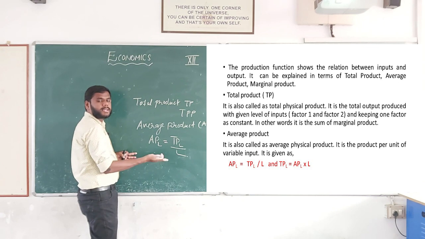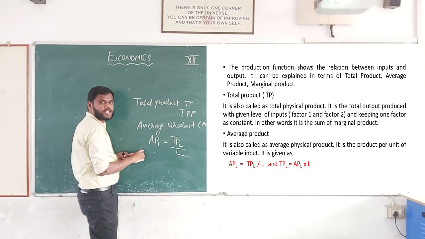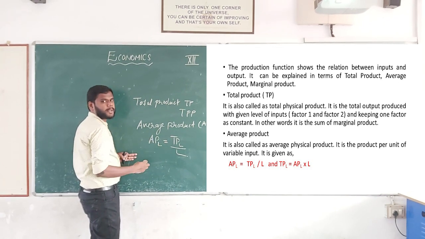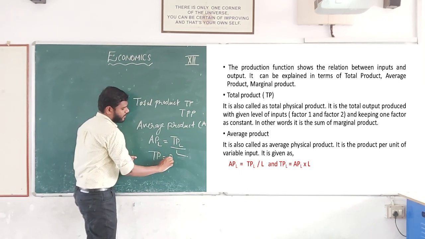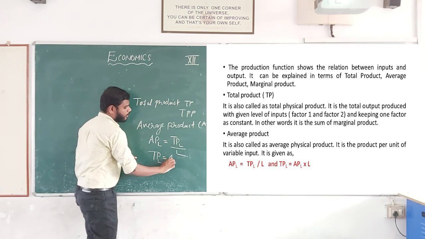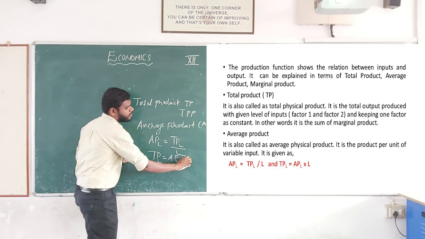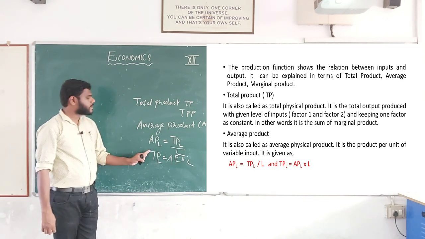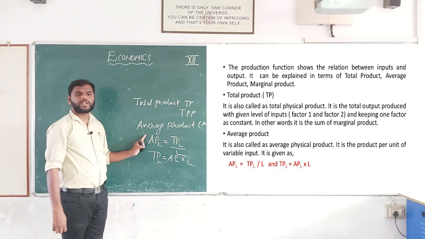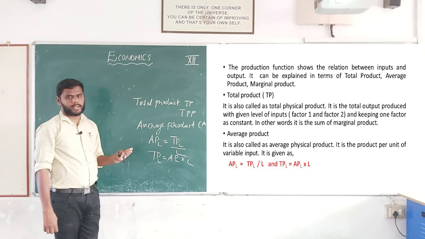See, if we are asked to find the total product from the average product, TP is equal to, that is TPL is equal to APL into L. APL into L. So this is the equation to find out average product.